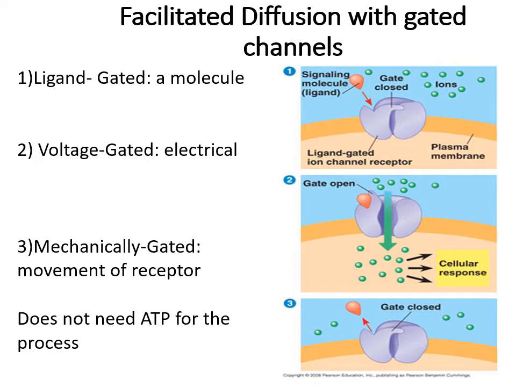Or mechanically gated, meaning there needs to be some kind of movement of the channel or the transmembrane protein, which then allows ions across. So it's still not using any ATP. It's just different ways for membrane proteins to be controlled.